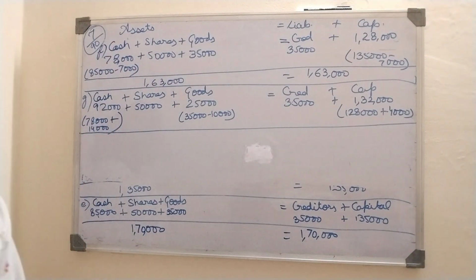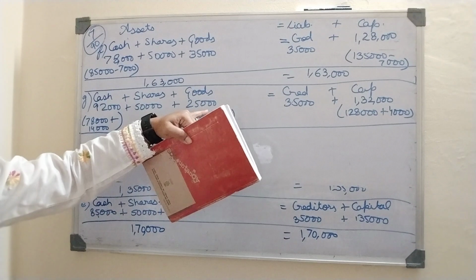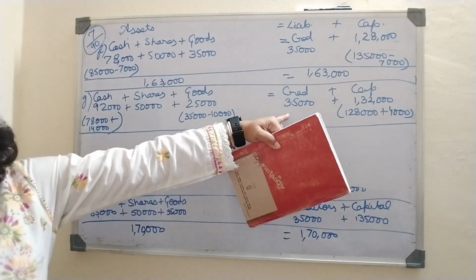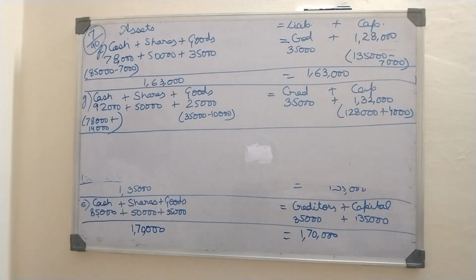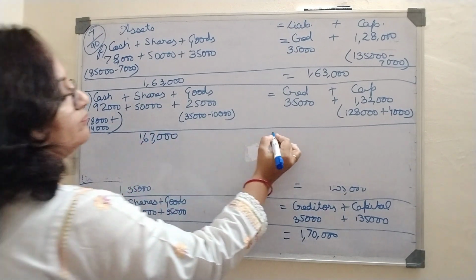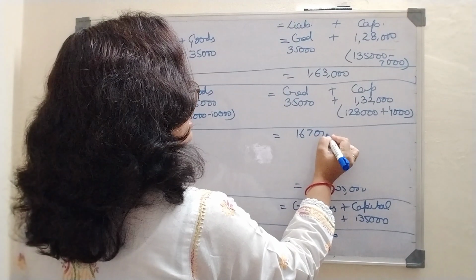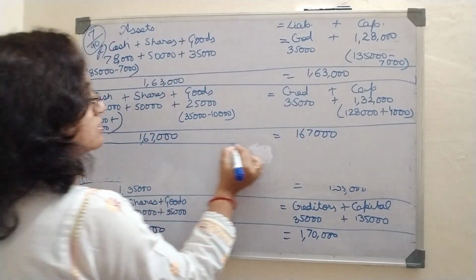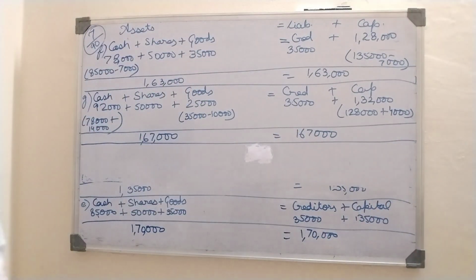Right? So let us check our amounts. 92,000 plus 50,000 plus 25,000 is equal to 35,000 plus 1,32,000. It comes to 1,67,000. Please check the total in your calculator. You can use the calculator and do the questions quickly.